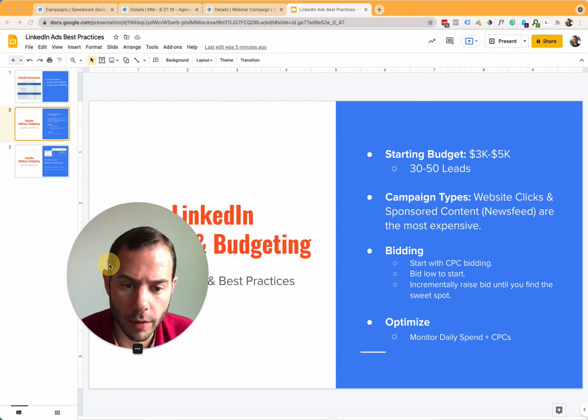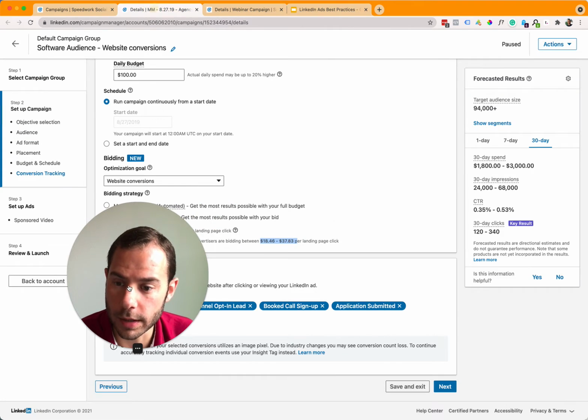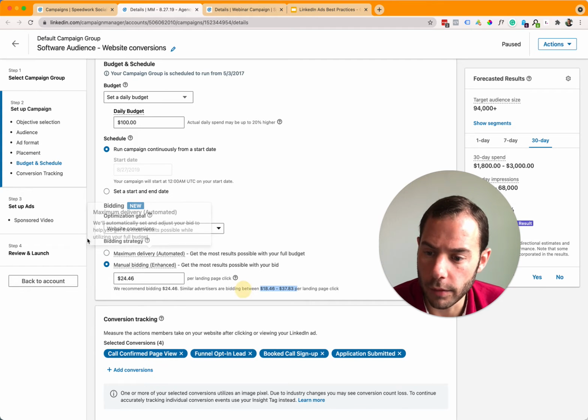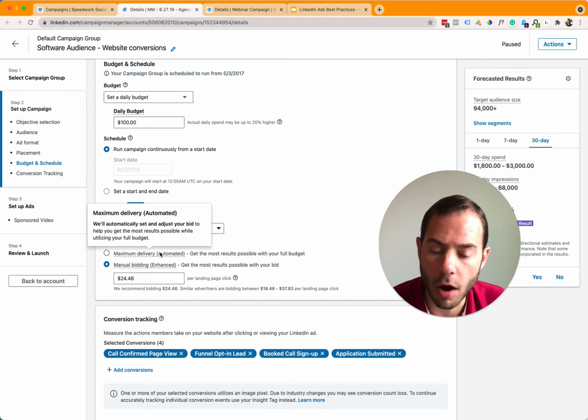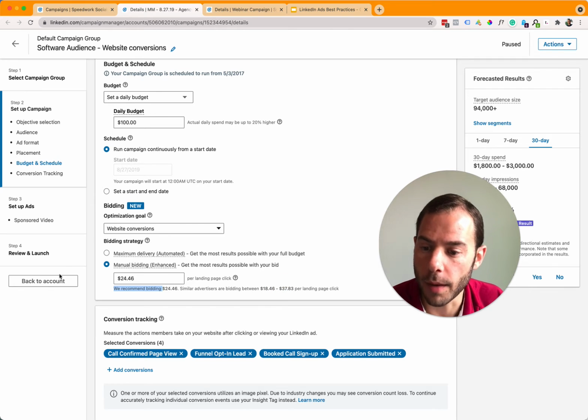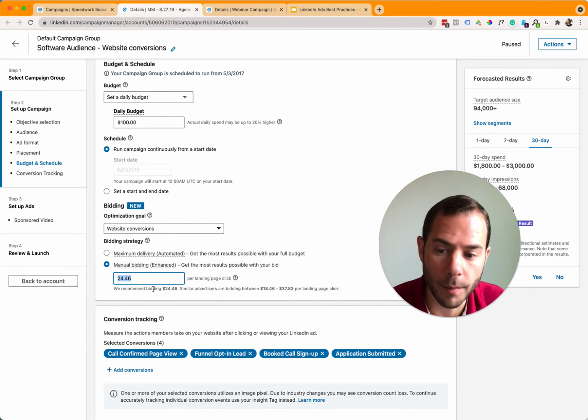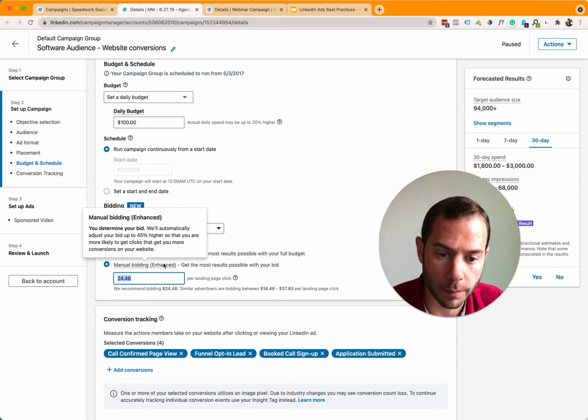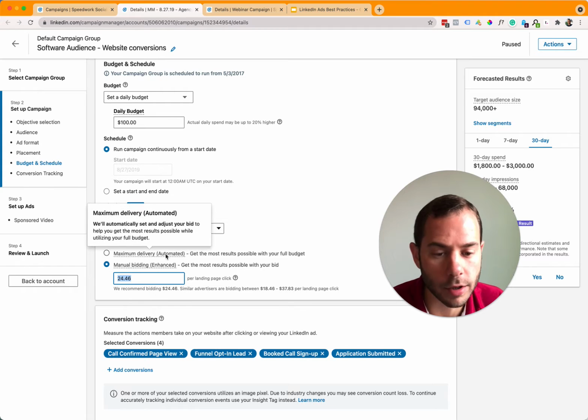So some other things to think about is when you're starting your bidding. First is the bidding type that you want to select. Over here, the options they give you are maximum delivery, automated, or manual bidding enhanced. And the thing to know about this is that automated bidding is actually a CPM bid, and you're kind of letting LinkedIn set your bids for you based on some of these averages here. And then manual bidding is where you're going to set the bids yourself and say, I'm not going to pay over a certain amount for clicks. And this is a per click bid. So this is a CPC bid, and then the top one here is a CPM bid. So it's important to know those differences.